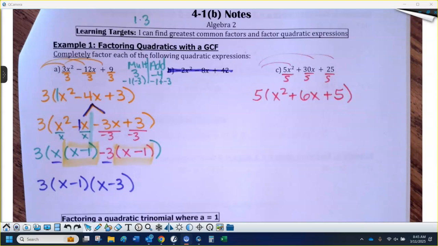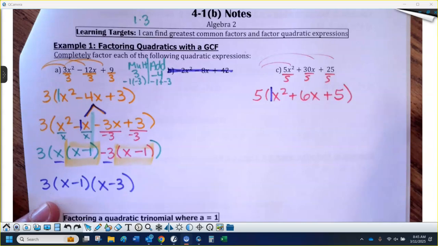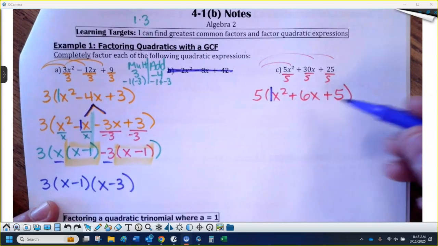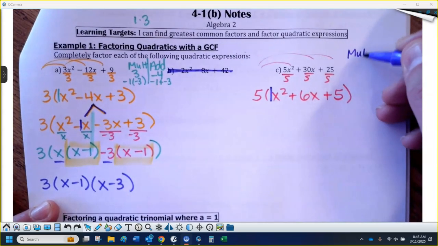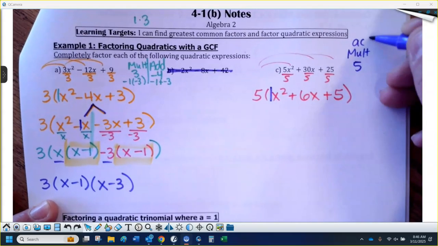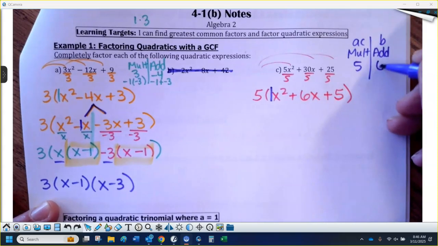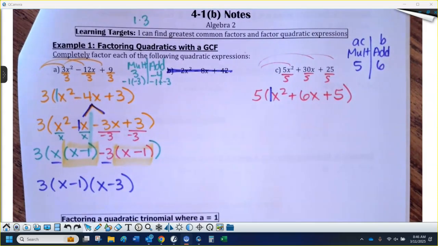All right, so if I want to factor this, just like we were doing yesterday, I'm just going to ignore the 5 that we pulled out in front and just focus on factoring what's in that little set of parentheses there. So for inside the parentheses, again, your a value is 1, your c value is 5, and your b value is 6. So I need to multiply a times c. So 1 times 5 is just 5.